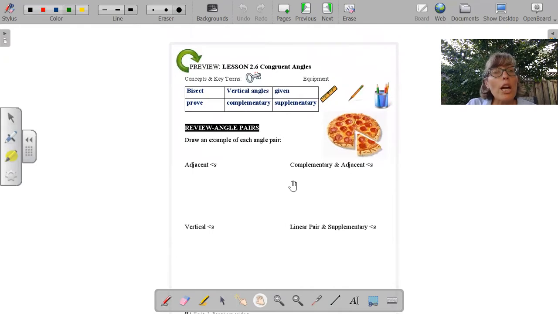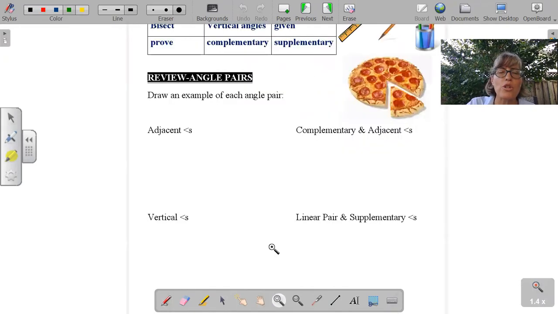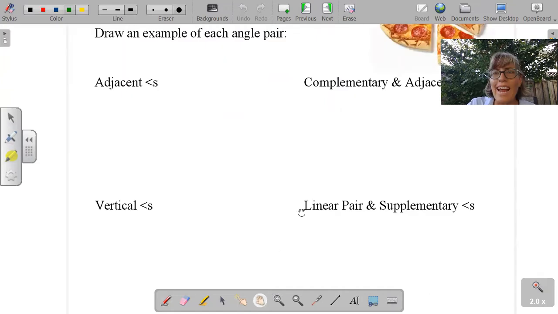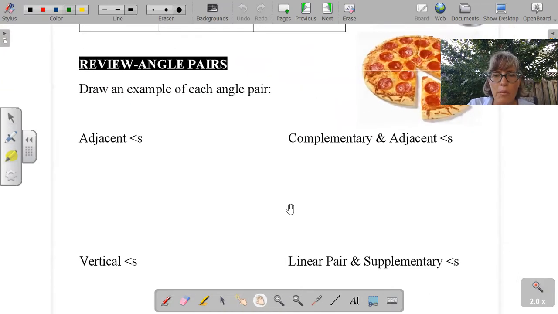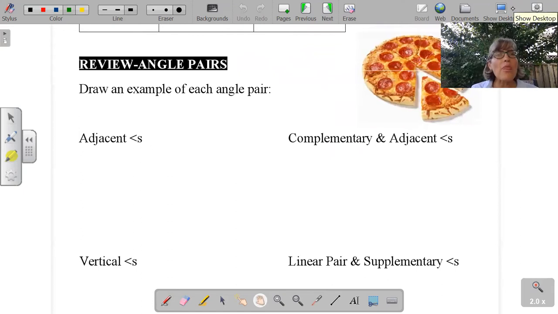So today we're going to be talking about congruent angles. Under what circumstances do you have congruent angles? Let's recap the kinds of angles that we studied last class.